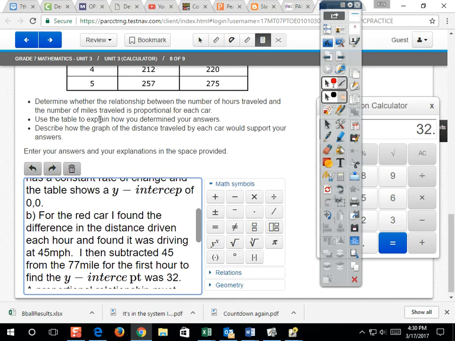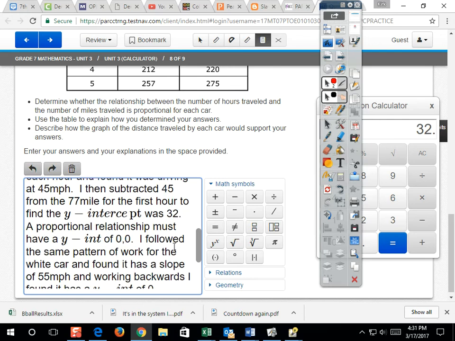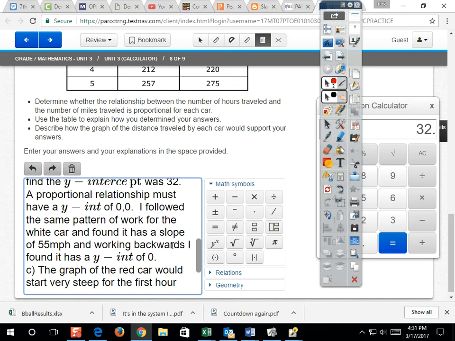Second question, use the table to explain how you determined your answers. For the red car, I found the difference in the distance driven each hour, and found it was driving at 45 miles per hour. So then I subtracted 45 from the initial 1 hour of 77 miles, and that would give me a y-intercept of 32. And a proportional relationship must have a y-intercept of (0, 0), therefore it can't be a proportional relationship.